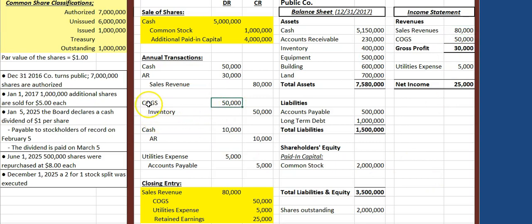Cost of goods sold. That's another income statement account, so we put it over here. So the gross profit for the company was $30,000. Inventory. Inventory is an asset. It goes up with a debit. So in this case, it went down with a credit, right? Because we sold inventory. So let's bring inventory down by $50,000.